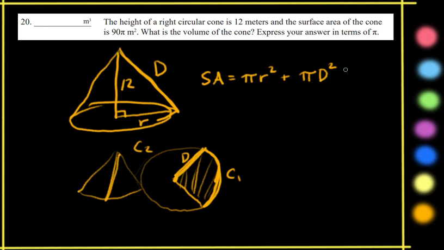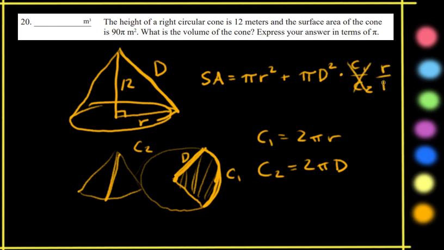So pi times d squared, but we just have a fraction of that, so I'm going to multiply by some fraction. And that's going to be c1 divided by c2. Well, c1 is equal to this circumference, which is 2 pi r, and c2 is this circumference, which is 2 pi d. And so c1 over c2 is just going to be r over d. Okay, so we can replace this bit by r over d.